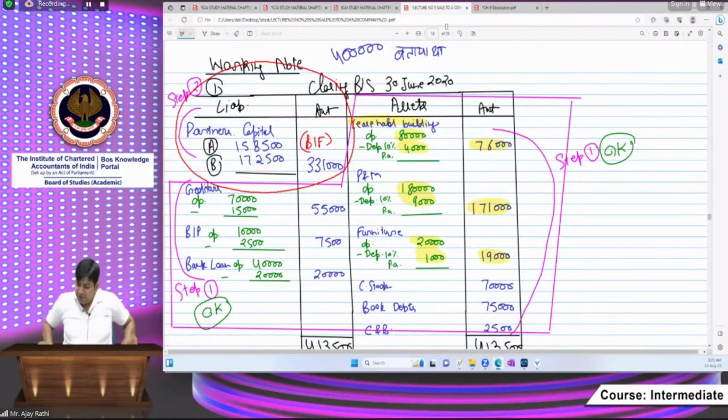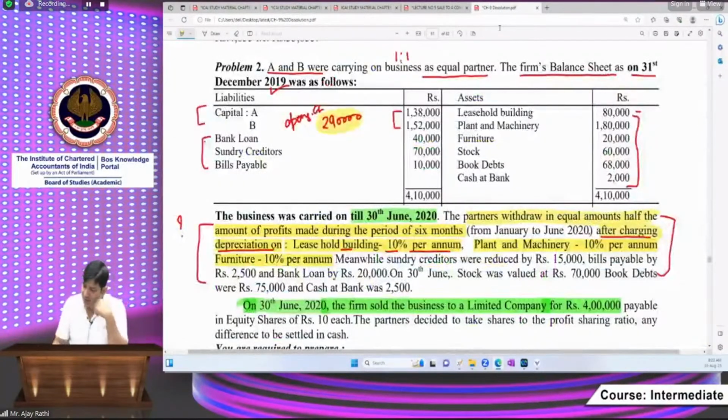Give me clearance first that up to this everything is okay. I don't think you will have any problem if you are watching the solution on the PDF step by step along with me. Please let me know up to this everything is okay. We have to clear each and every step. Okay. Yes. Very good.